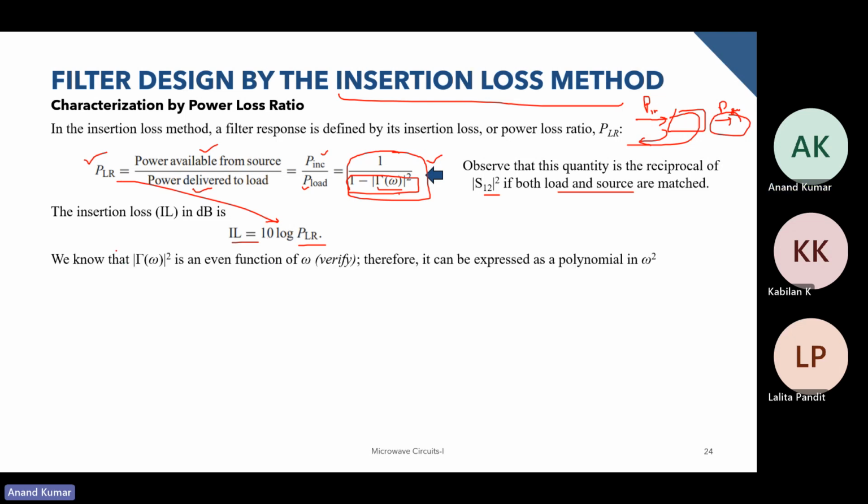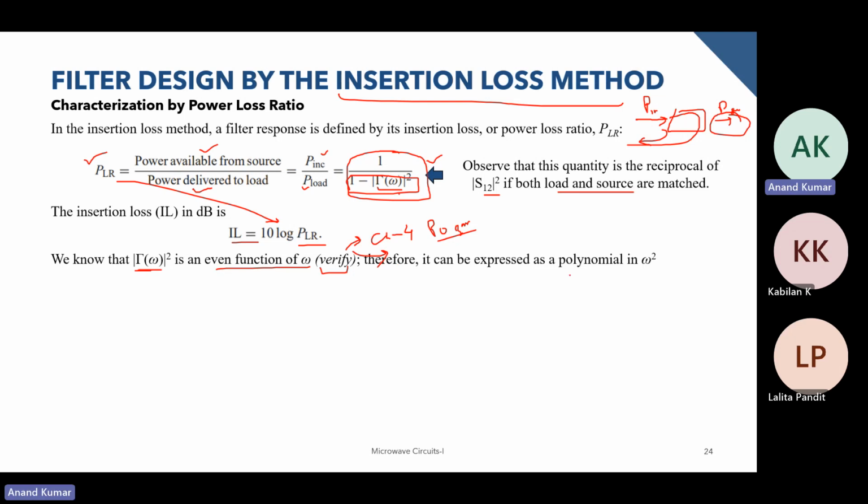And this is gamma of omega squared. This magnitude is an even function of omega. I'll leave this for you to verify. It is present in chapter 4 of Pozar for your reference. Check and derive it, and see how it is an even function of omega.